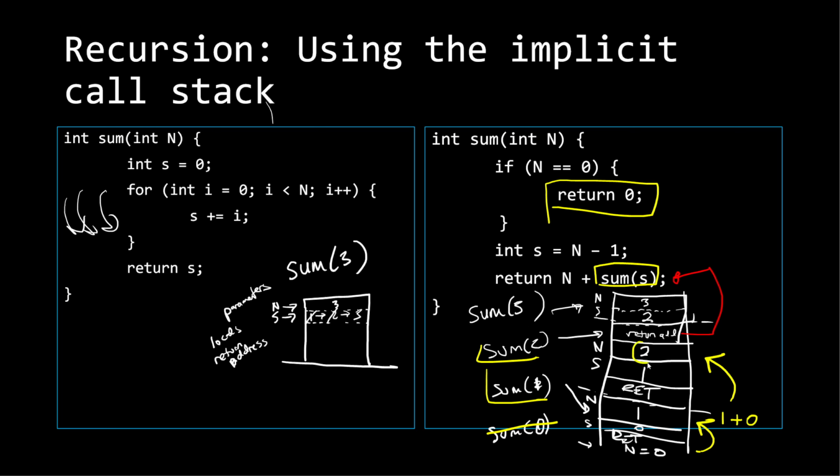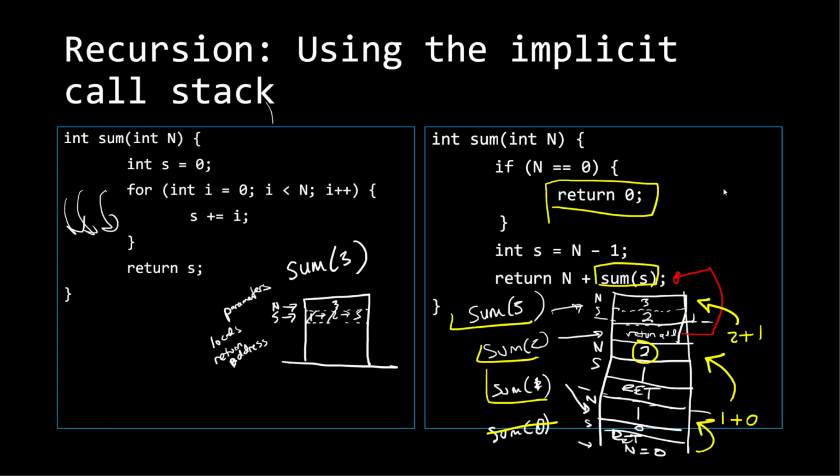And then that's going to get added with his n value, which is going to be 2 plus 1, and that's going to get returned to our caller, which is sum of 3. Because remember, these are all on the call stack, right? And these return addresses are going to return execution to where it left off when we called the inner function.